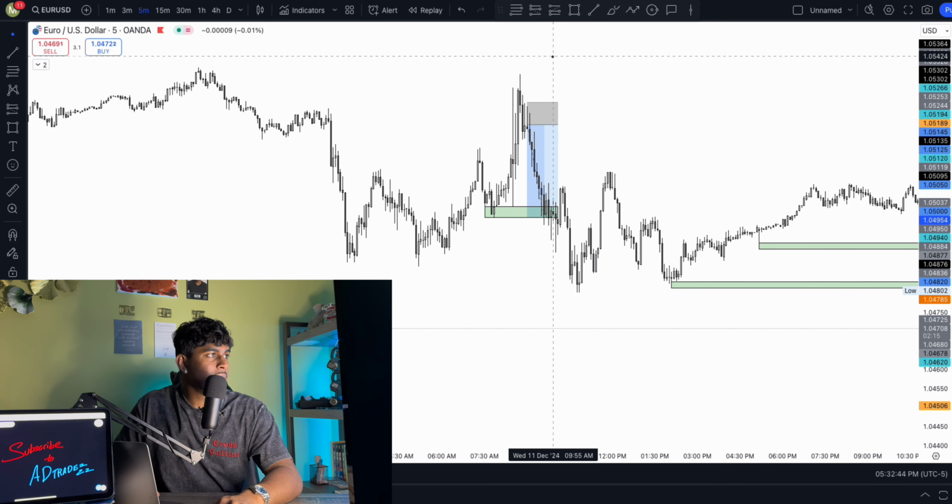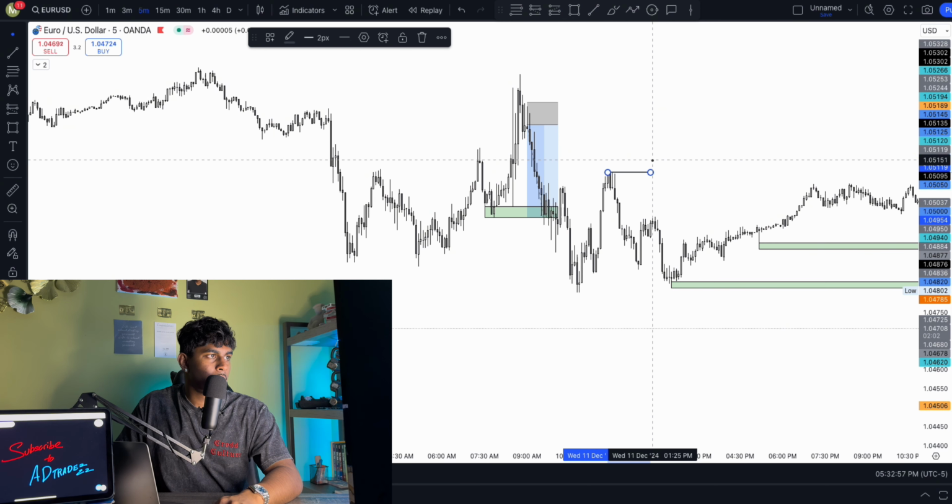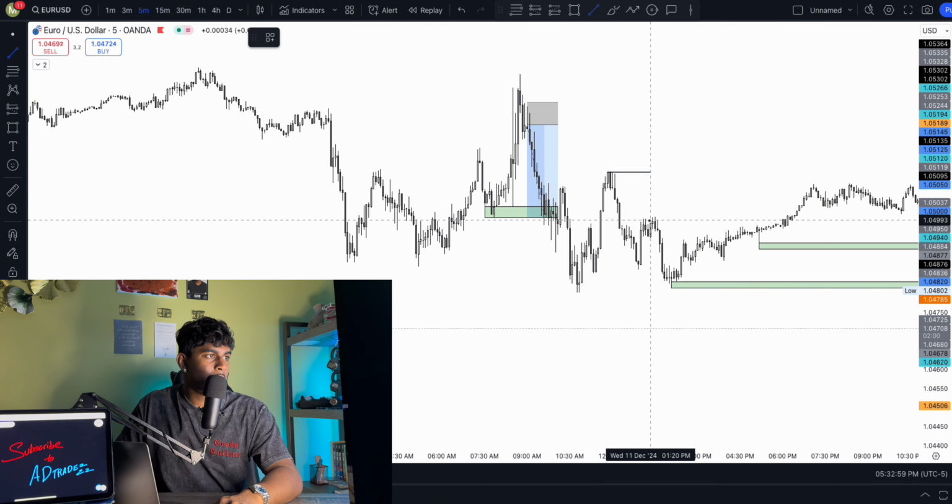And yeah, guys, this is basically all liquidity is. Okay, now this is what a swing low and a swing high. Now a swing high usually contains liquidity. So liquidity can be here, liquidity can be here.